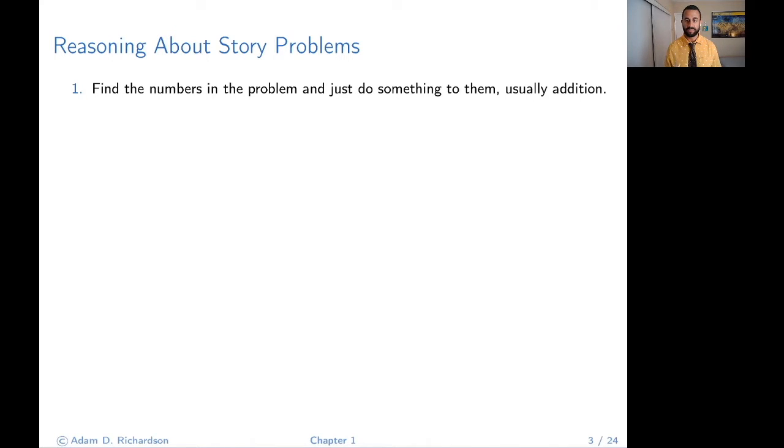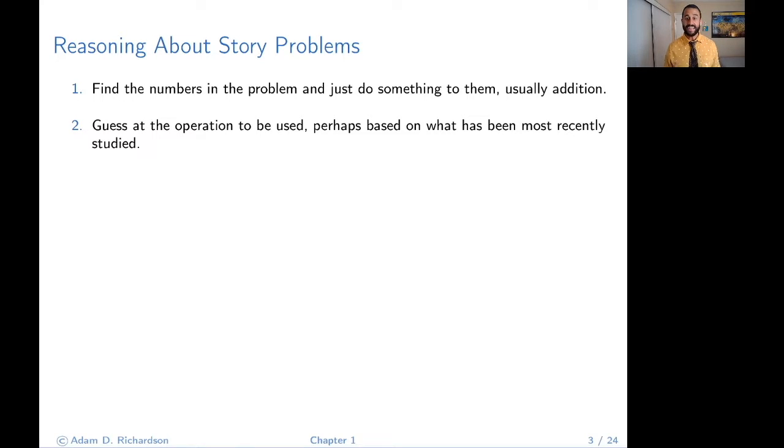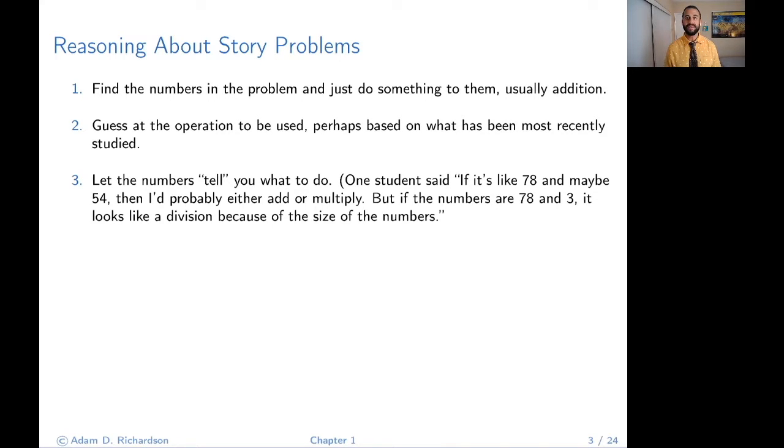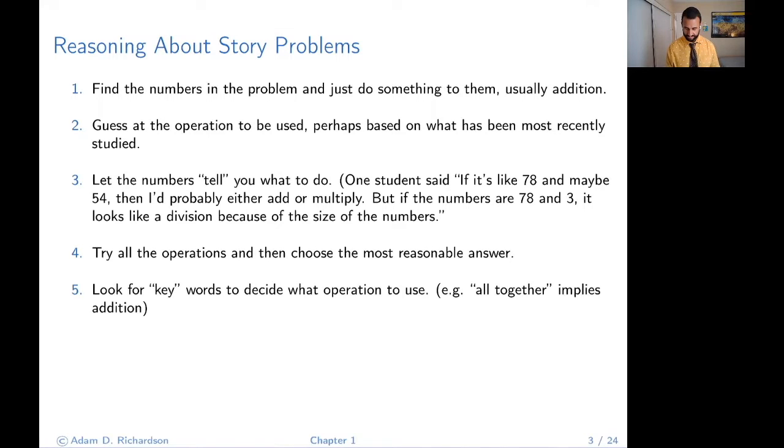1, they would find the numbers in the problem and just do something to them, usually addition. 2, guess at the operation to be used, perhaps based on what they had just recently been studying. 3, let the numbers tell you what to do. So for example, one student said, if it's like 78 and maybe 54, then I'd probably either add or multiply. But if the numbers are 78 and 3, it looks like a division because of the size of the numbers. 4, they would try all the operations and then choose the most reasonable answer.